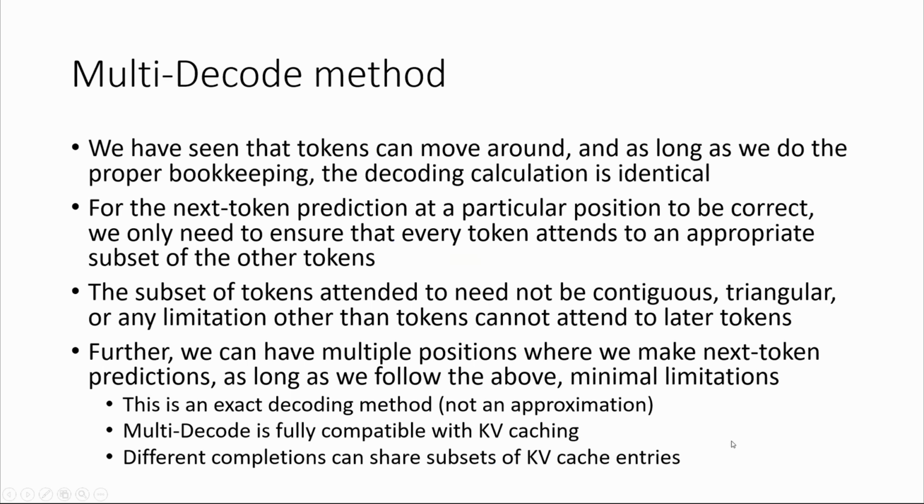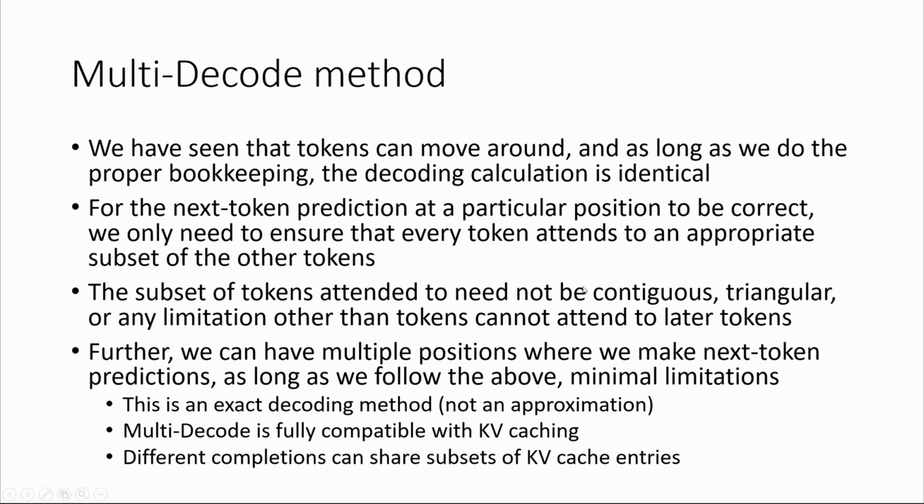So here's the method. For next token prediction at a particular position to be correct, we need to ensure that every token attends to an appropriate subset. And as I've been saying, the subset of tokens attended to do not need to be physically contiguous. They don't need to be triangular. There's no other limitation other than a token should not attend to a later token, meaning a token that has a higher rope number.